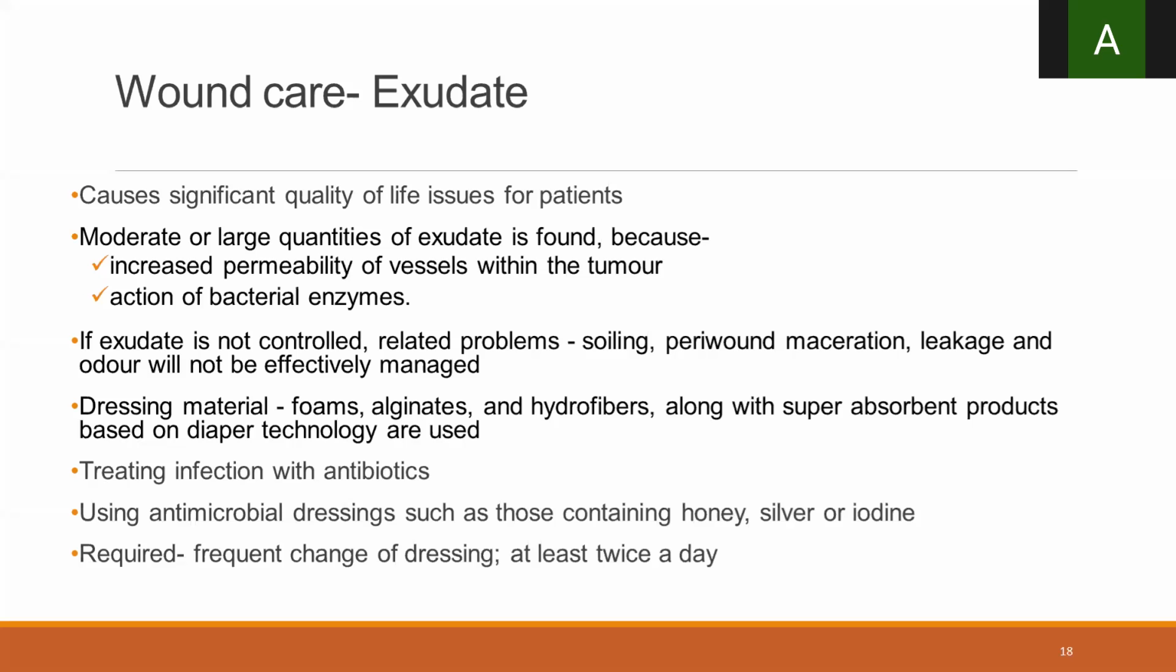Soiling of the clothes, peri-wound maceration will be there because the skin will be always wet because of the large amount of exudate. Okay, so there may be leakage out of the dressing material, and odor also will not be effectively managed. So control of exudate is also essential. Many times good dressing material helps. So selection of dressing material should be done very wisely, so that these problems are avoided.